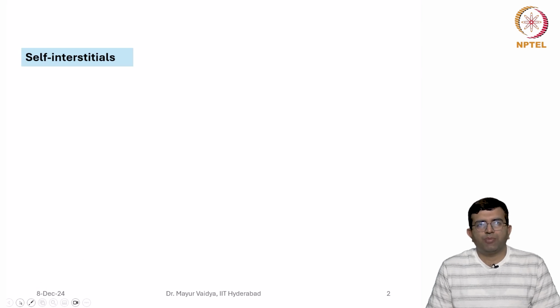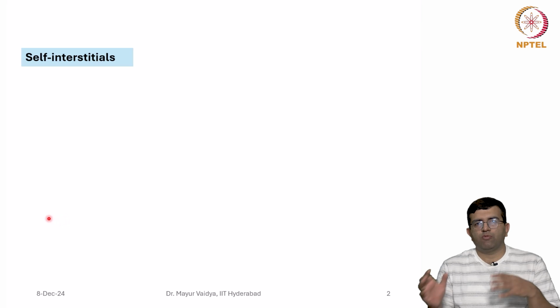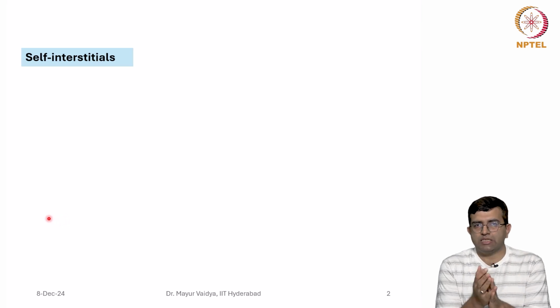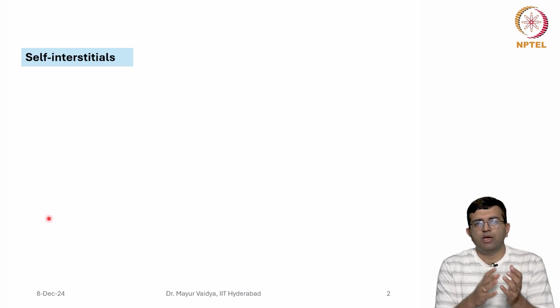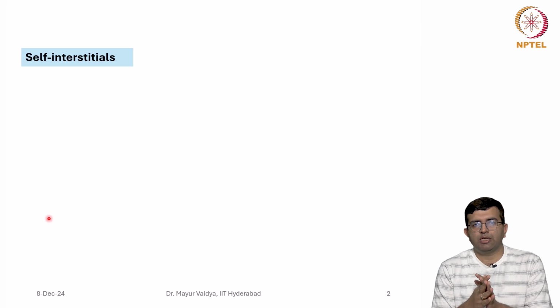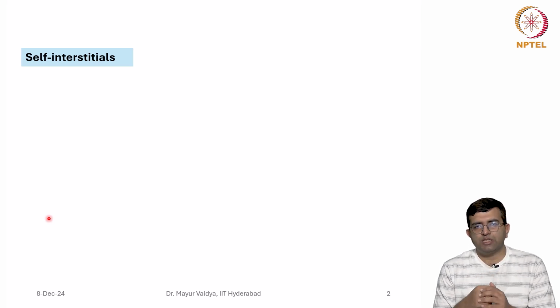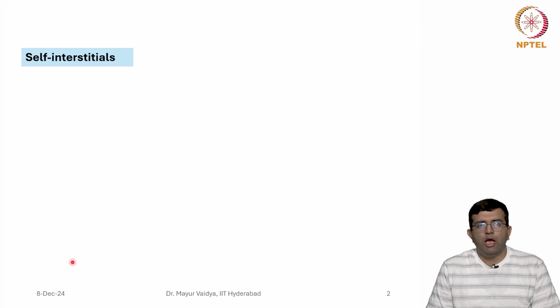So, coming to one more point defect, last class we talked about the vacancy, and we saw how we can determine the equilibrium concentration of the vacancies. It is called an equilibrium defect because it decreases the free energy of the crystal if present in a small amount. One more equilibrium defect is what is known as self-interstitial.